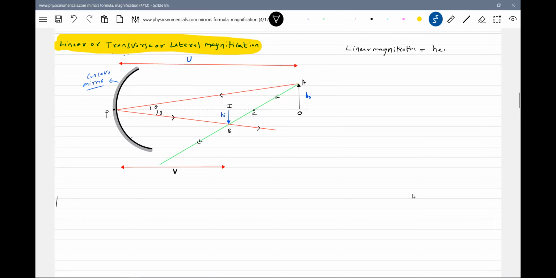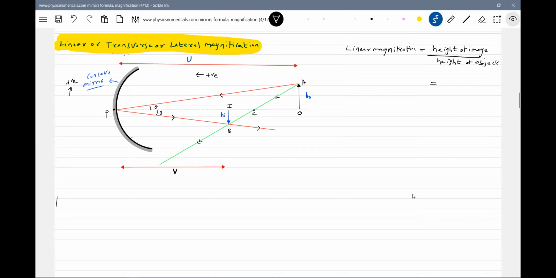Height of image by height of object. Okay, this HO by HI. So what we write it as, this will be HO by HI, and all the directions towards right should be positive, and upward should be positive.